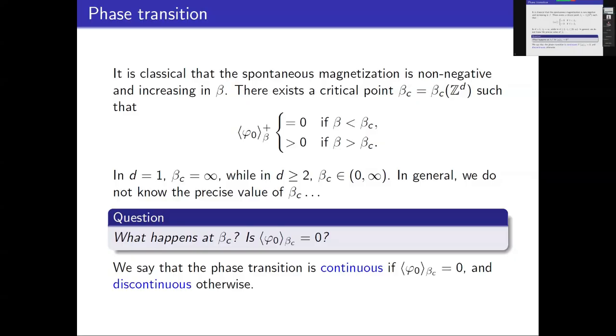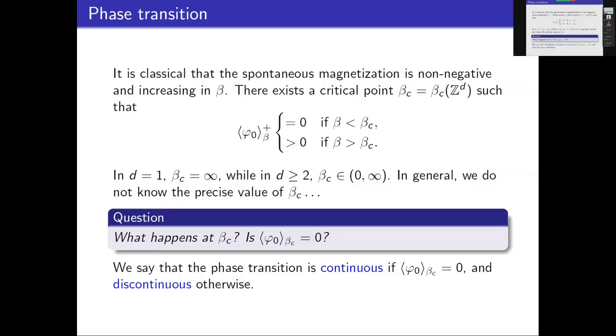Another thing that this definition doesn't tell us about the model is what happens at criticality. If you look at this definition, it tells you that the magnetisation is zero strictly below beta C, and strictly positive strictly above beta C, but at beta C, we don't know whether it's zero or whether it's positive. If it happens to be zero, we'll say that we have a continuous phase transition, for obvious reasons, because then the magnetisation is a continuous function of beta. And otherwise, I would say that it's discontinuous.